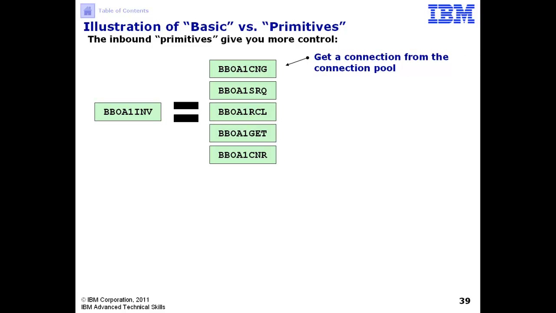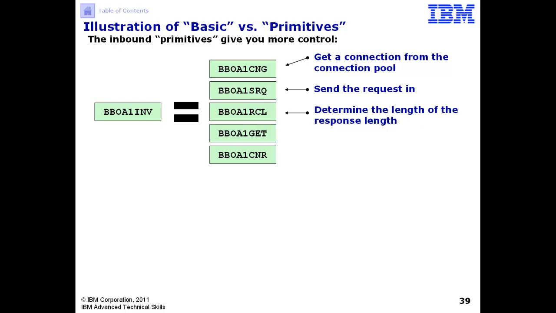The first gets a connection from the pool of connections in the registration. The connection comes with a connection handle, which is a number used to uniquely refer to the connection. This is important if you have multiple connections at work simultaneously and you need to process the message on a specific connection. BBOA1SRQ sends the message to the EJB in WAS. As you might imagine, the parameters on this API are related to what we saw on BBOA1INV.